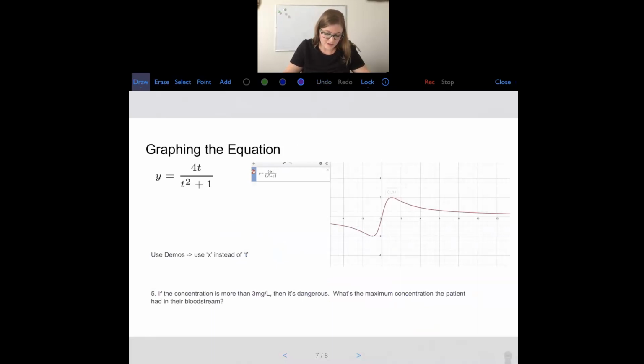The last thing that we'll talk about is you will be asked to graph the equation and upload your graph. Use Desmos again, and remember you might have to use X instead of T. There was a video on this in Mini Project 2 if you need to look back.